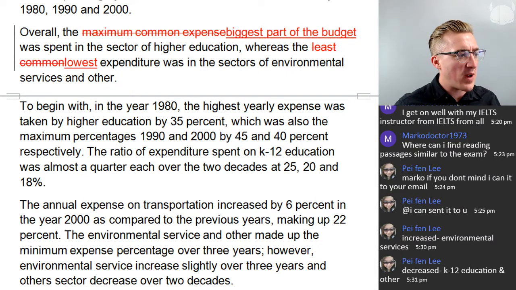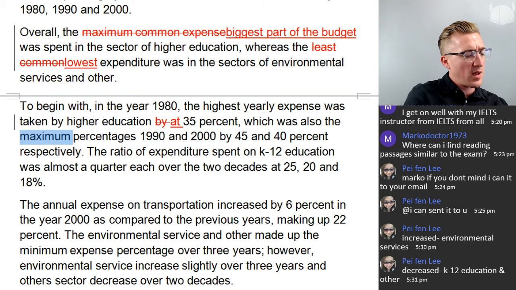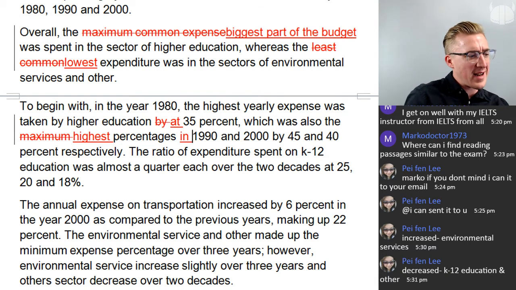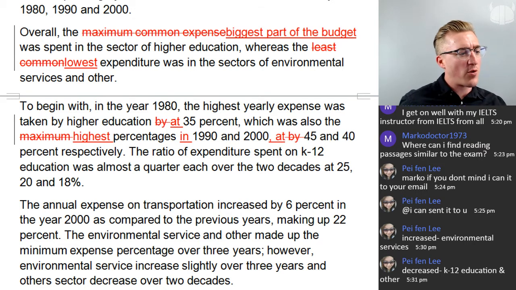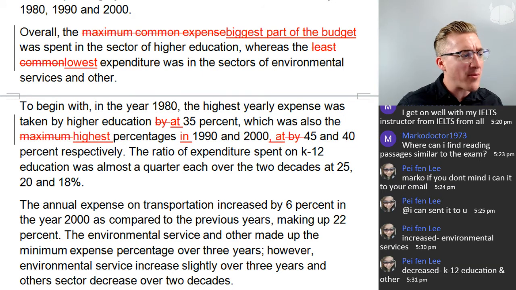Let's go back up here. Okay, to begin with, in the year 1980, the highest yearly expense was taken by higher education at 35%, which was also the maximum percentages, the maximum, the highest percentage in 1990 and 2000 at 45 and 40% respectively. Okay, so at the moment, the original text here did not make sense. So that's a moment of lower comprehension. The grammar that you used here and with maximum doesn't really work. In and by are not the appropriate prepositions. Oh, sorry. By is not the appropriate preposition here, and you don't have a preposition for the year.